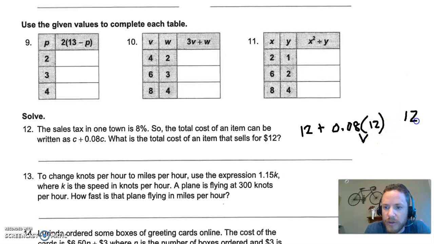So really the hardest part here is to do 8/100ths times 12. And that's the same as 8 times 12, which is 96, and then moving my decimal over twice. So the tax costs 96 cents. And 12 plus 0.96 is $12.96.